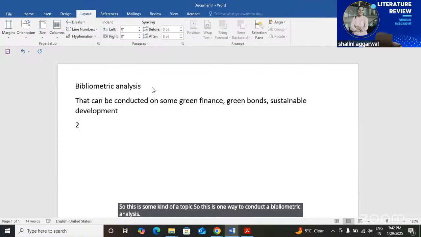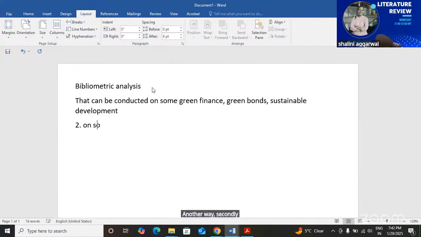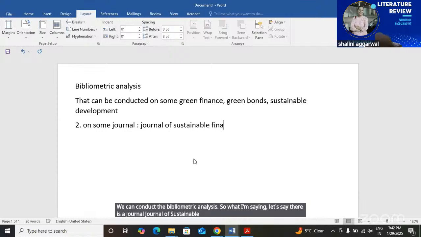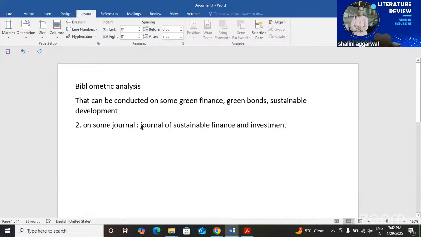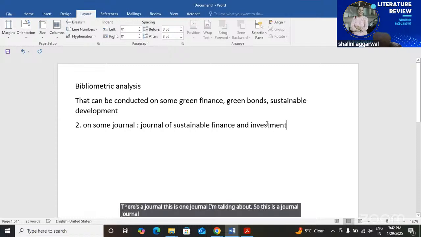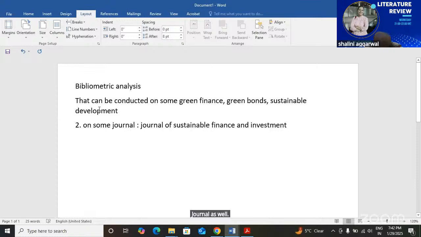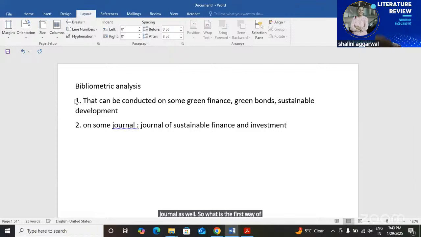Another way, secondly, on some journal, we can conduct the bibliometric analysis. So what I'm saying, let's say there is a journal, Journal of Sustainable Finance and Investment, right? This is one journal I'm talking about. So you can do the bibliometric analysis of this journal as well, right?